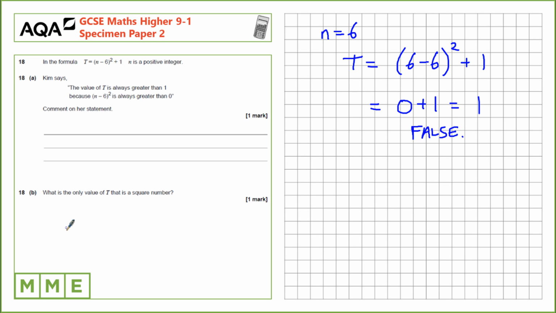18b. What is the only value of t that is a square number for 1 mark? So for higher values of t than this, we're going to have a square number, (n minus 6) squared, plus 1. So there's no cases in which a square number plus 1 could equal another square number. So the only value that is a square number is this 1 here, because 1 equals 1 squared.